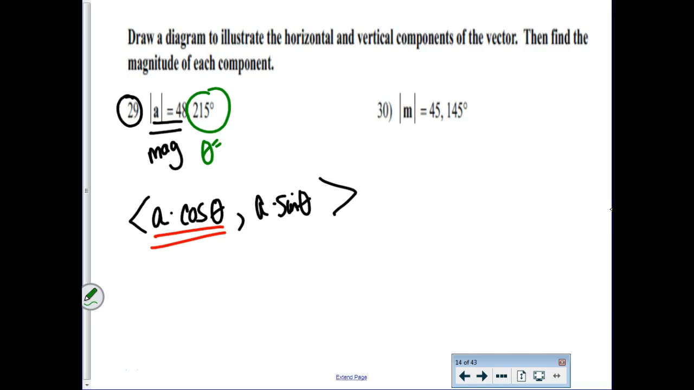All right, so anyways, you got to type this in your calculator, and apparently according to your answer key, because none of you typed this in, it's negative 39.32 for the horizontal component and negative 27.53 for the vertical component.